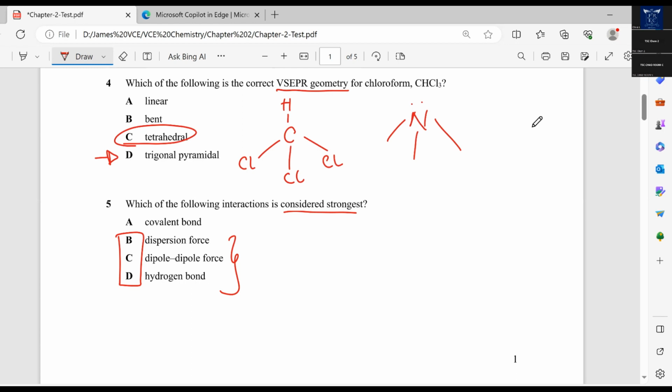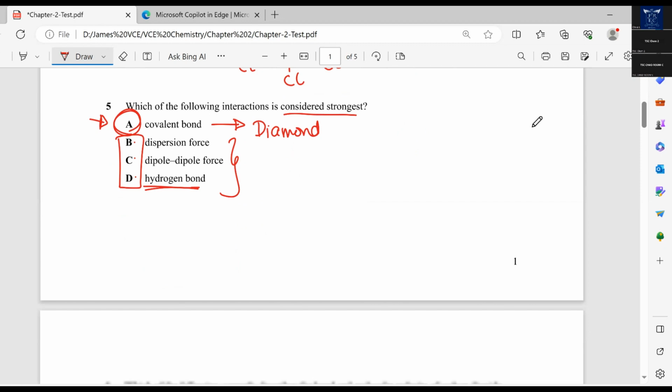If it's something else like HF, it may be slightly higher. But covalent bond can create something like diamond, which means it will be the strongest. So whenever you see the strength, the covalent bond is the strongest. So the answer will be this one, not any one of them. I think most of you actually selected hydrogen bond. Yes, based on the other three, hydrogen bond is strongest, but not as strong as covalent bond. Okay, so that is something that you need to take note.